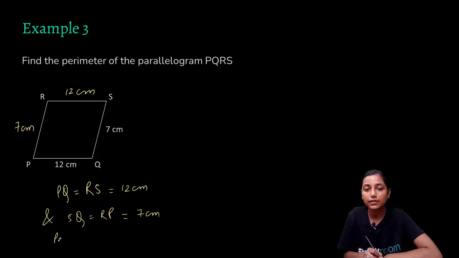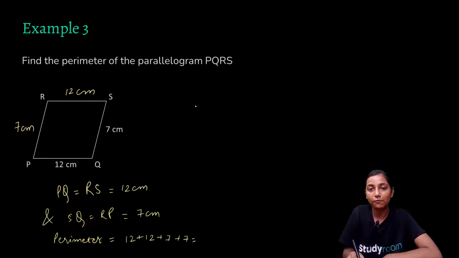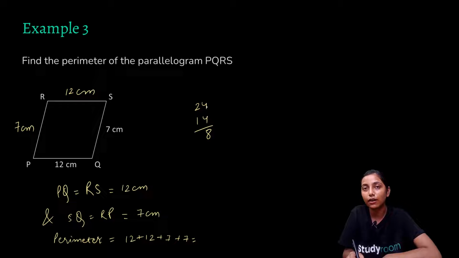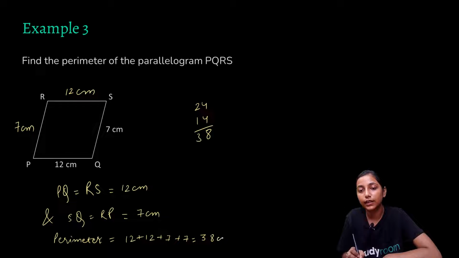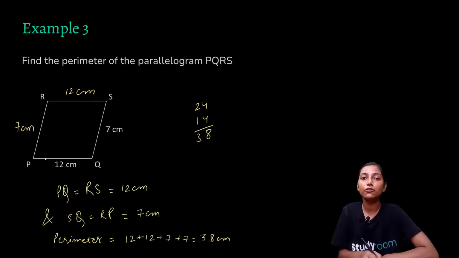So the perimeter of this given parallelogram PQRS is going to be 12 plus 12 plus 7 plus 7, that is equal to 12 plus 12 is 24, 7 plus 7 is 14. You can do it on rough paper and it will be 38. So it is 38 centimeter. What is the perimeter of this parallelogram PQRS? It is 38 centimeters.